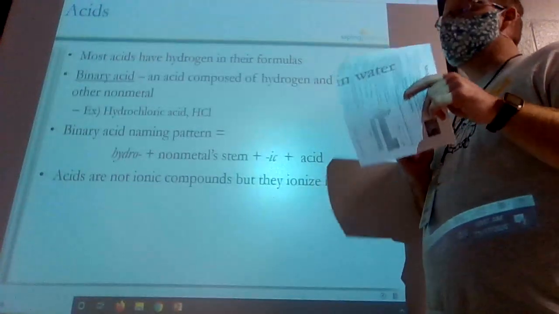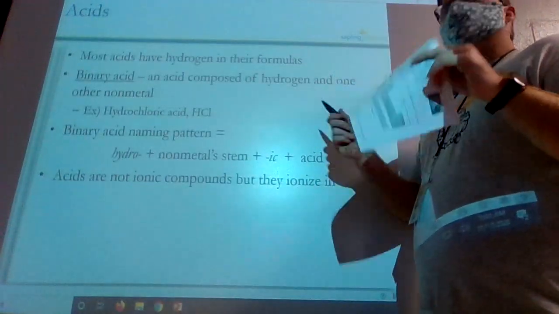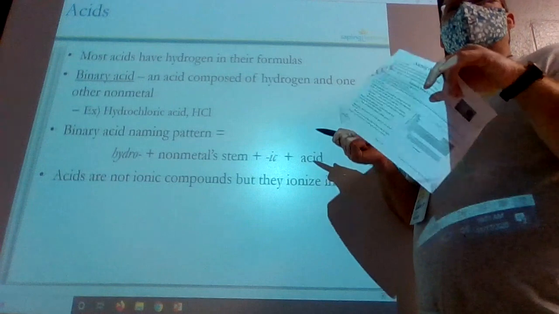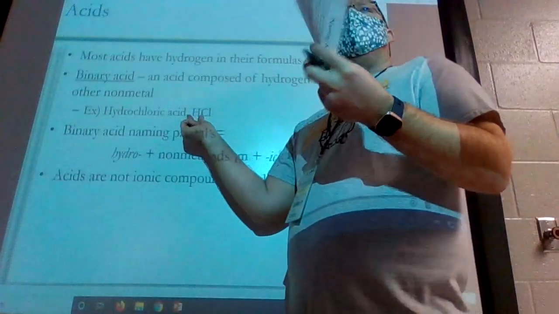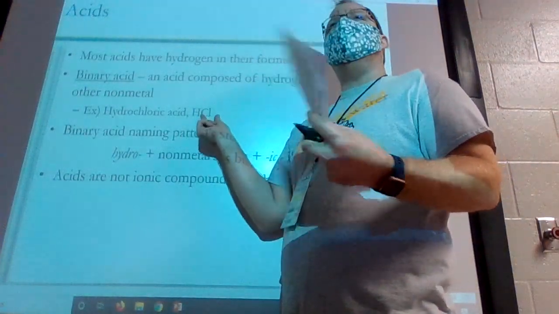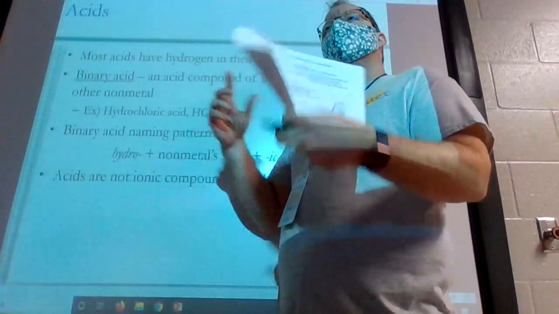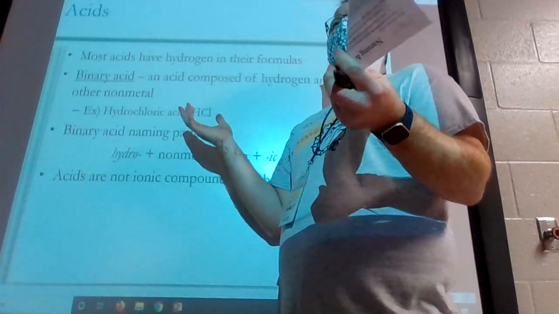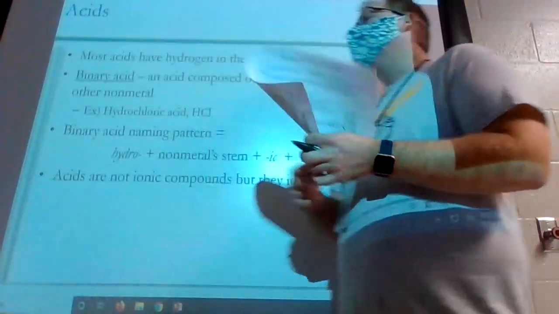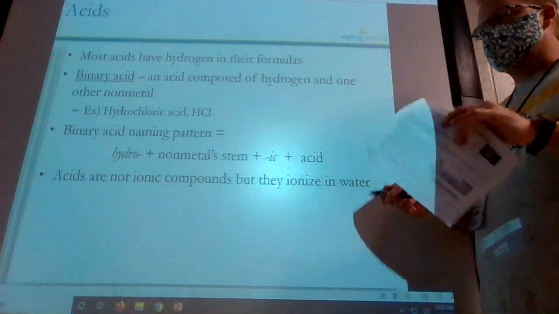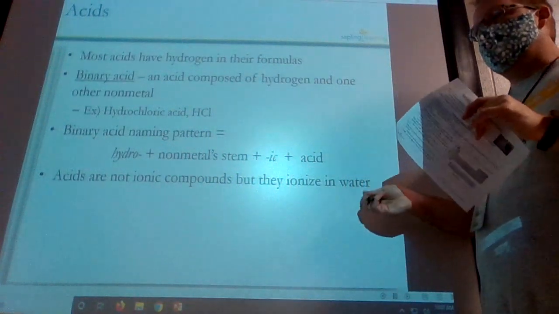Acids are not ionic compounds, but they ionize in water. And this is very important. By themselves, they are not an ionic compound. Hydrogen has 1 electron. Chlorine has 7 out of 8. When you put them together, they have 8 electrons together. They're not ions. But when you put them in water, they do ionize in water.